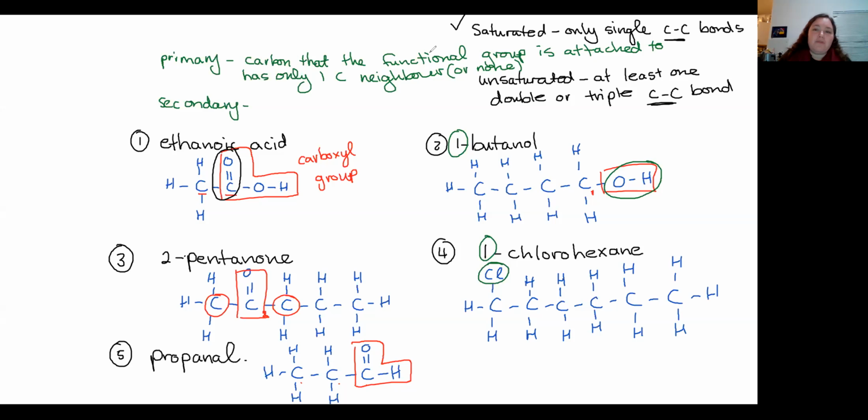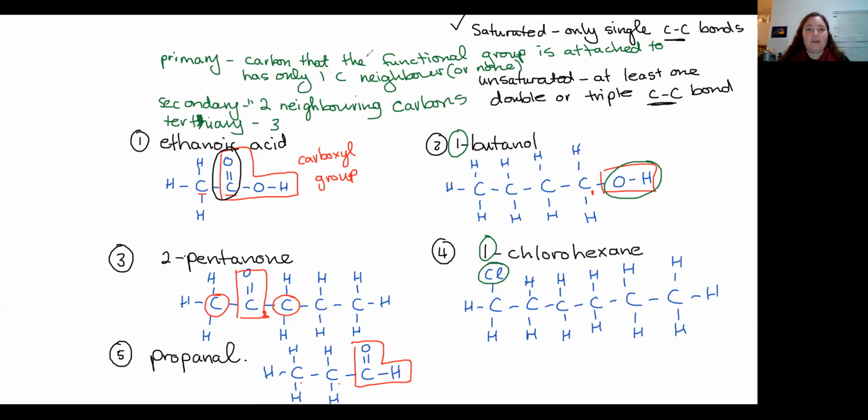If something is secondary, then the carbon that the functional group is attached to has two neighboring carbons. So the first bit's the same, but it's got two neighboring carbons. And if something is tertiary, that should be T-E-R-T-I, so that letter doesn't appear, it means that it will have three neighboring carbons.